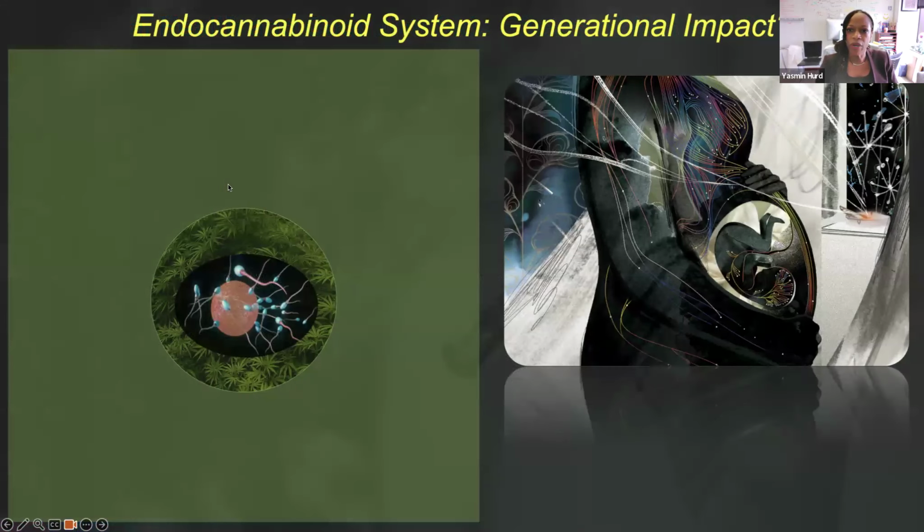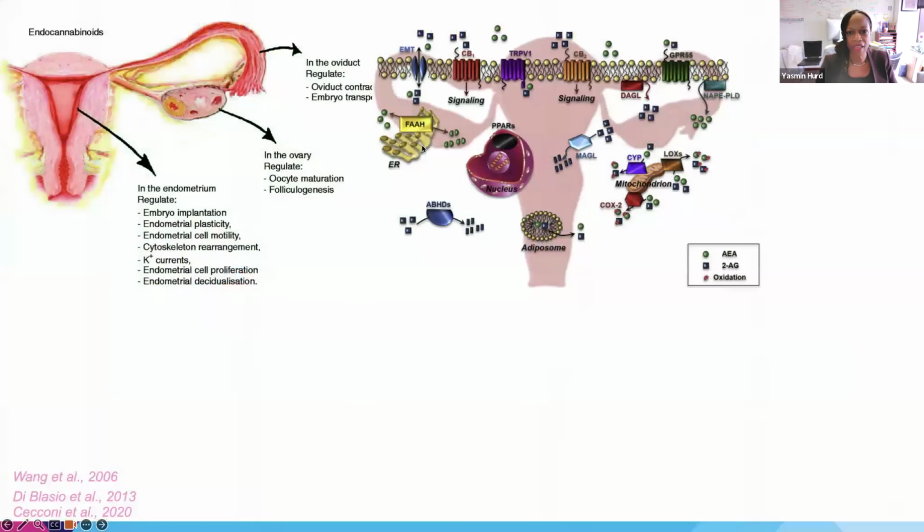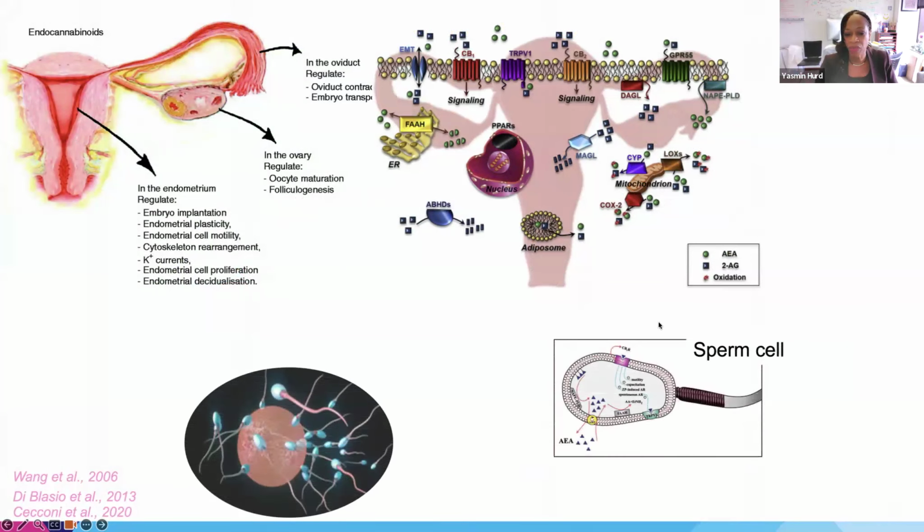A quick end to all of this: I started with the impact of the endocannabinoid system relevant to neurodevelopment. But it's important to understand that the endocannabinoid system that I showed earlier is in practically every organ, including our reproductive organs, where it regulates the formation of eggs and the implantation of eggs in the placenta, and so on. It also impacts the sperm cell.